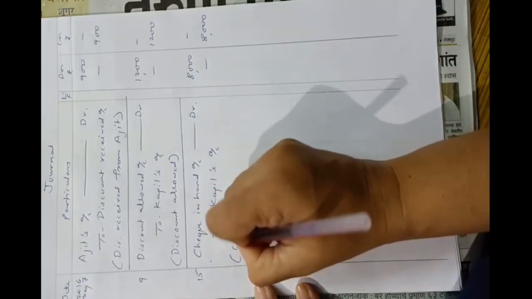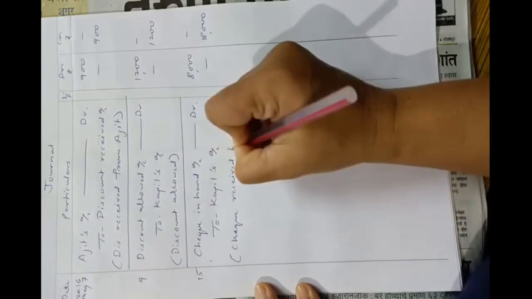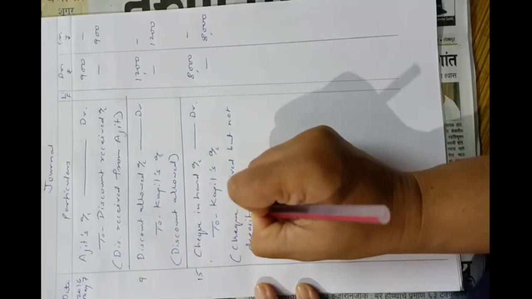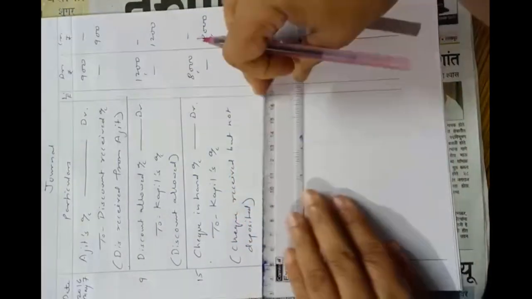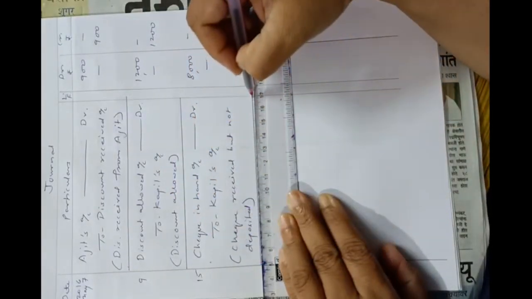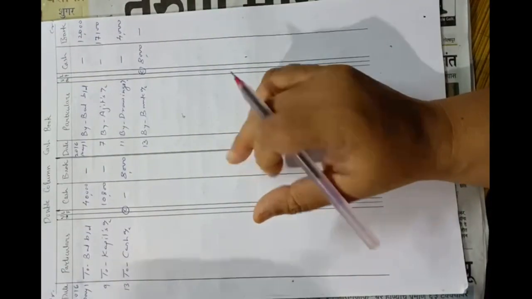into bank. Check received but not deposited. When we deposit this check, we will enter the entry into cash book. Okay. So on 15th May we have received check from Kapil and passed the journal entry in journal proper.